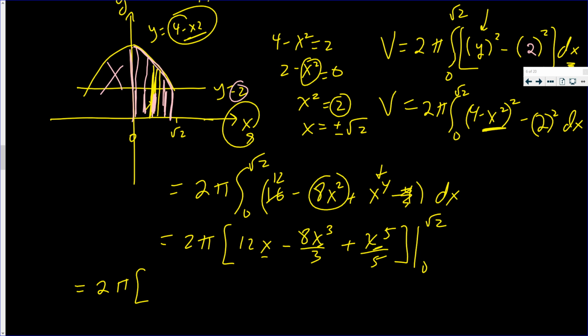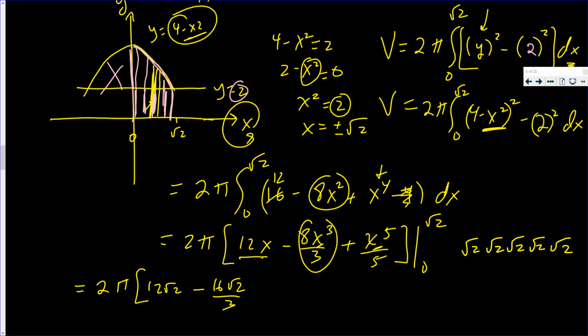So you're going to have 2 pi times 12 radical 2 minus, well, let's look at this on the side. You're going to have 8/3 times the square root of 2 times the square root of 2 times the square root of 2. Well, that's 2. So you're going to have 8 times 2 times another radical 2 over 3. So it's going to be 16 radical 2's over 3. And now you're going to have square root of 2 to the 5th power. 1, 2, 3, 4, 5. Well, that's 2 times another 2 times radical 2. That's 4 radical 2 plus 4 radical 2. And let's not forget we're dividing by 5.